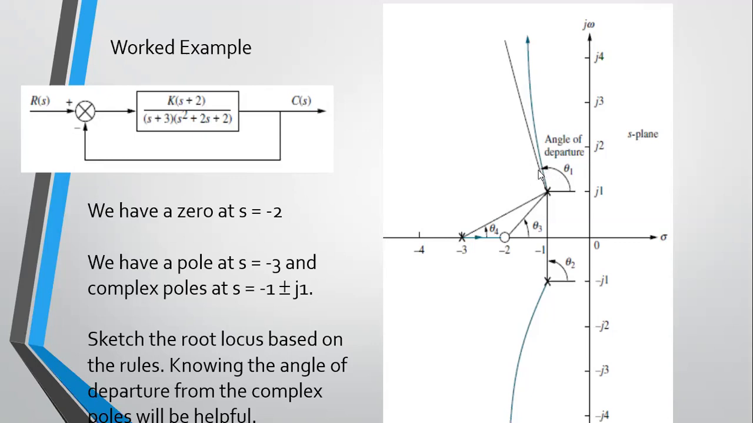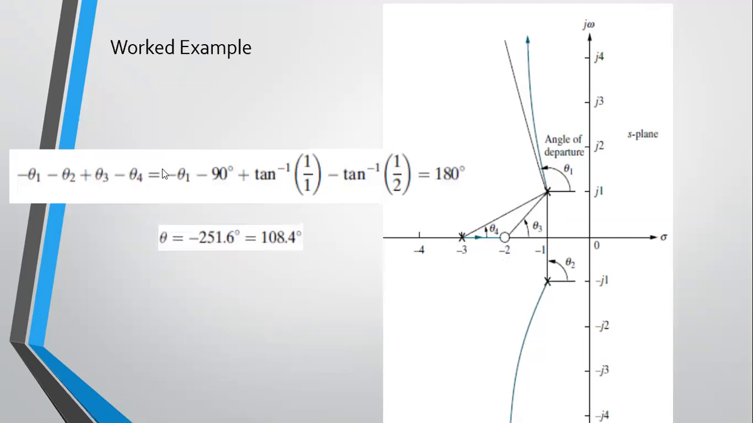Now θ1 is unknown. This is what we're trying to find out. This is the angle of departure we want to find. Angle θ2 here is actually 90 degrees. Now these two angles can be easily worked out. θ3 here is going to be tan inverse of 1 over 1, and θ4 here is going to be tan inverse of 1 over 2. Bearing in mind that poles have a negative angle contribution and zeros a positive angle contribution, we have minus θ1 because θ1 corresponds to a pole, minus θ2 because again θ2 corresponds to a pole, plus θ3 because θ3 corresponds to a zero, then minus θ4 because this is a pole.